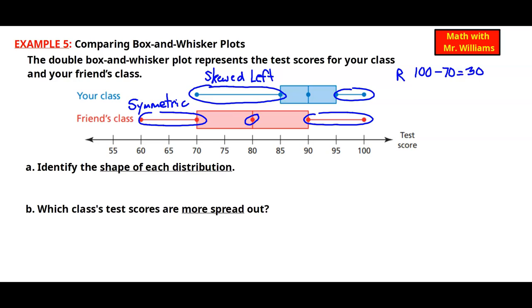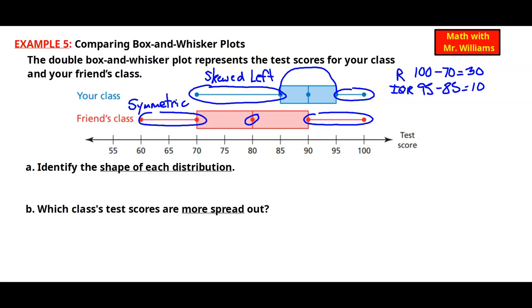All right, and our IQR, interquartile range, would be what's inside the box. So we have 95 to 85. We subtract our Q3 minus Q1, giving us 10. So for your class, the range is 30 and the IQR is 10.